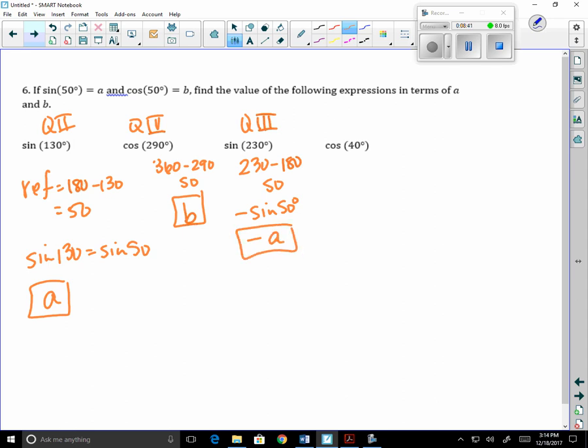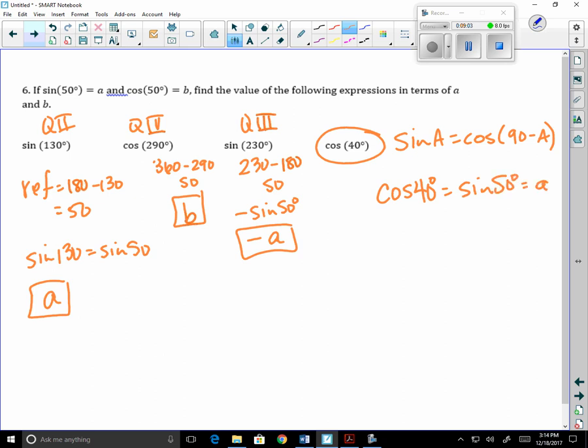40 is an interesting one. This one there's no reference angle for, but we remember that the sine of an angle is equal to the cosine of the angle's complement. So the sine and cosine here are going to wind up helping us. So the cosine of 40 is equal to the sine of 50, which is equal to just A. So A, B, negative A, and positive A.